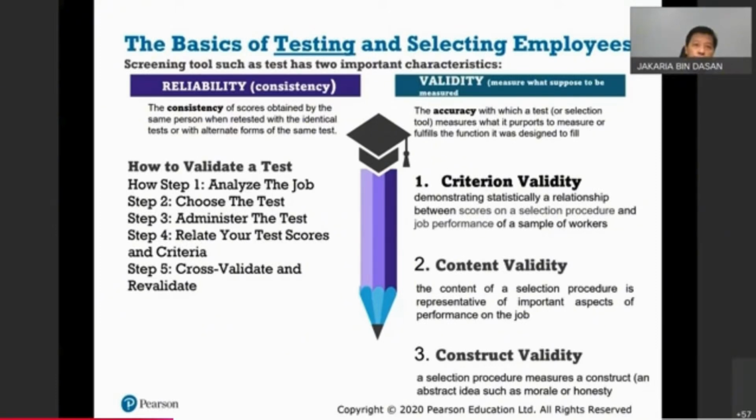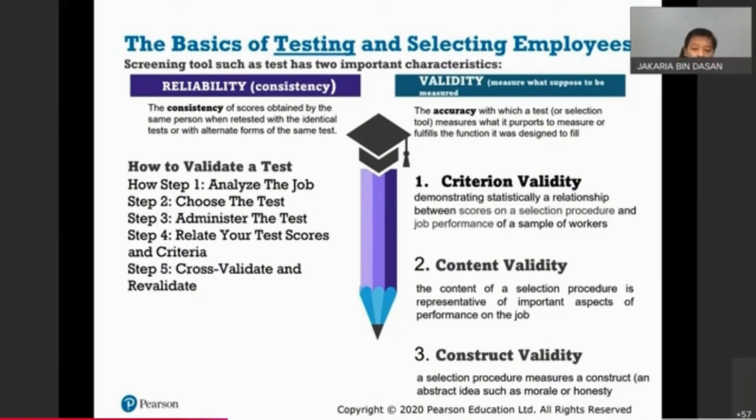And then we choose the test. When we choose the test, the one that we will use to do the selection, we administer the test properly. Maybe we want to apply the test for a duration of time. Some testing involves 1 or 2 days. Some testing is only for a few hours. And then we look at the result of the testing. We relate if a particular candidate scores this much, it indicates whether they are qualified or not. That is what we call relating your test score and criteria, number 4.